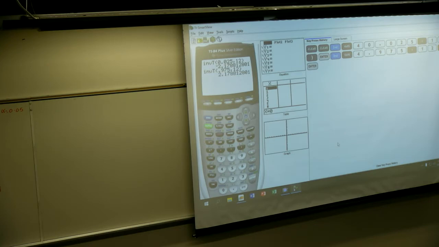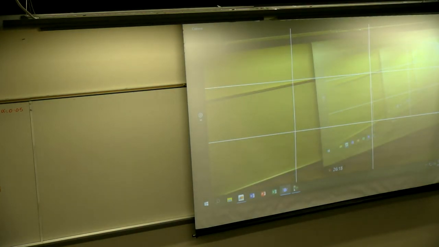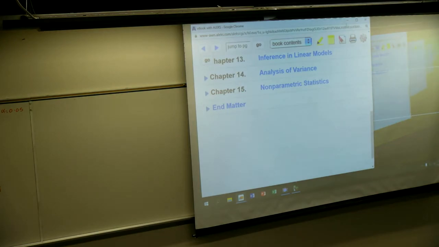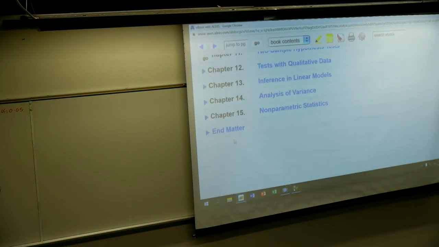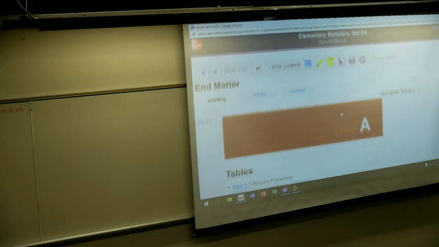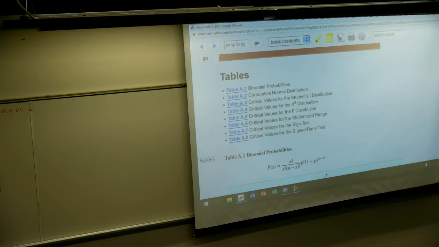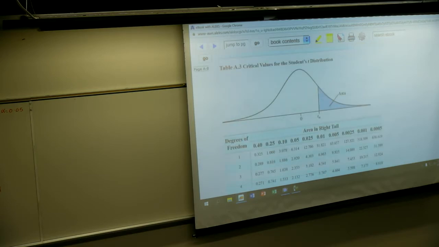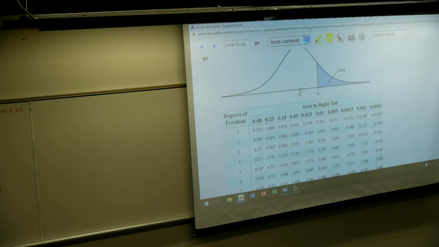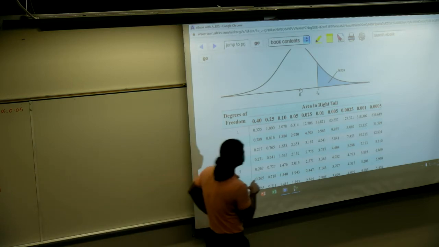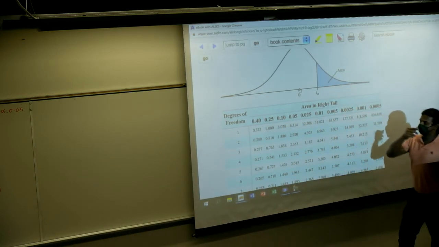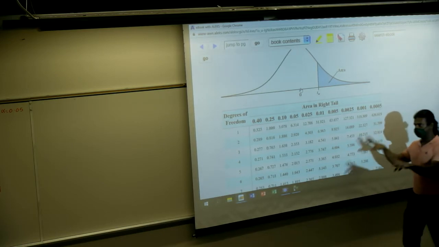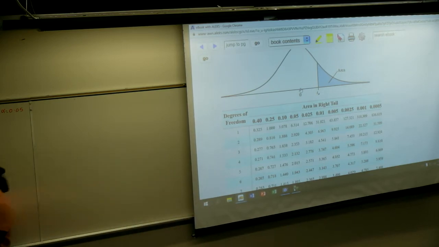Good? No? How do you do it on page 3 though? Patience. We're getting there. Give me a sec. So go to your textbook, ebook, click on N matter. Table A3. And you should see that table. You've got to be careful. This table summarizes only for the values on the right tail and not the left one, which is why drawing something like this is very helpful.